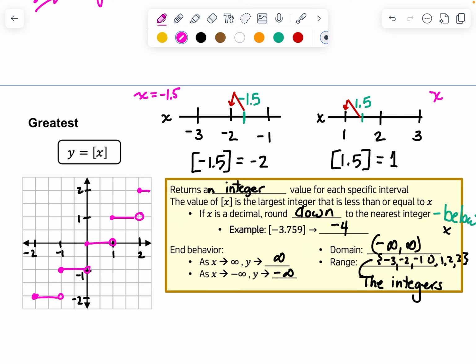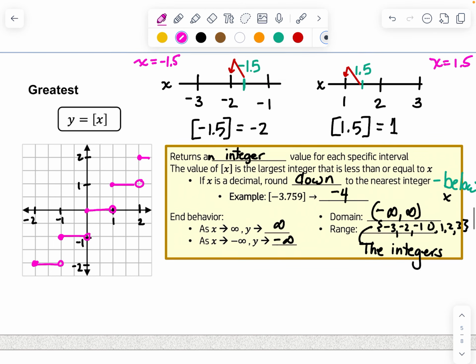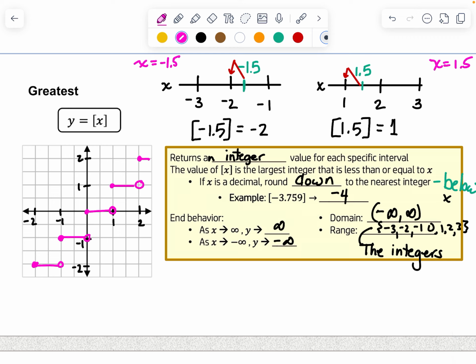And this is the same thing over here. When x is 1.5, you go to the integer below 1.5, which is 1. So when you take the greatest integer not greater than 1.5, it's going to be just below 1.5, or 1. And then just below negative 1.5, or negative 2. So when you do this and you pick your values, you can see that when you take the greatest integer function of an integer, you get that integer. So it returns an integer value for each specific interval. So you notice these are steps, so it's very often called a step function.